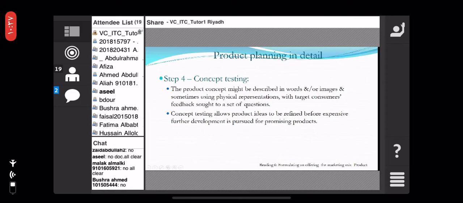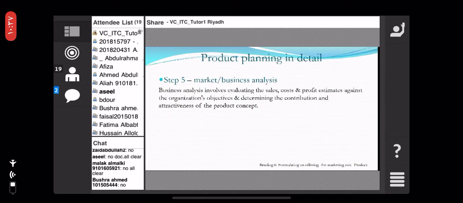Concept testing allows product ideas to be defined before expensive further development is pursued for promising products. They will take some samples and give them to the customers, and they will look for the output, or the feedback of the customers.